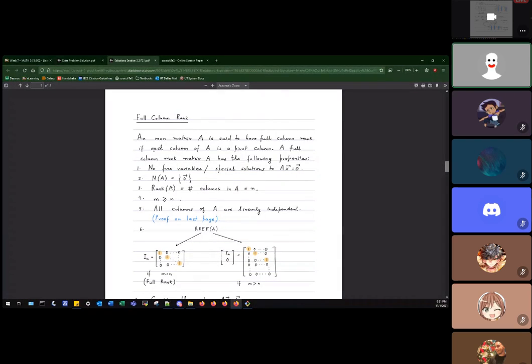Because it says any matrix with full column rank has a property such that m is greater than or equal to n, right? You can't really say that because a matrix B has m greater than or equal to n, that implies full column rank, because that's not true. It may not necessarily be true.